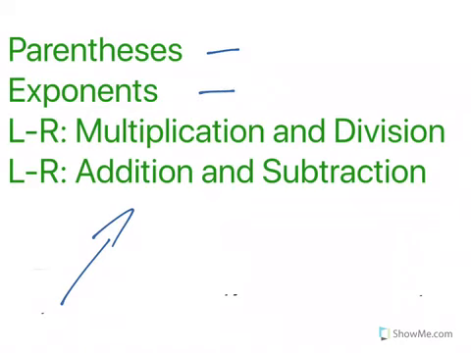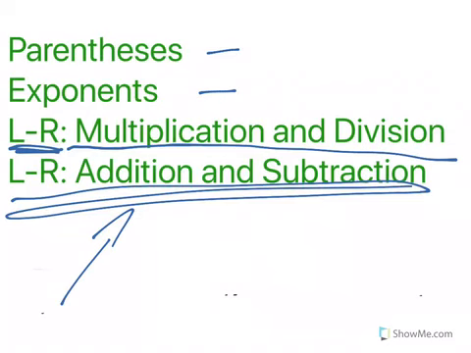Then, if there are exponents, you solve for the exponents. Then, multiplication and division. Now, here's the tricky thing. It doesn't necessarily mean that multiplication comes before the division. It depends on their order. So, you just go from left to right, multiplication and division. So if division is first, you do division first. If multiplication is first, you do that first. You do them in the order that they come, left to right.